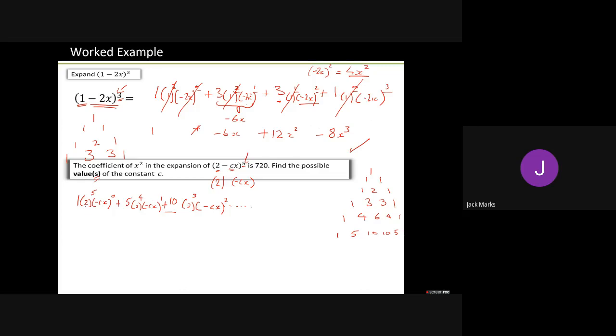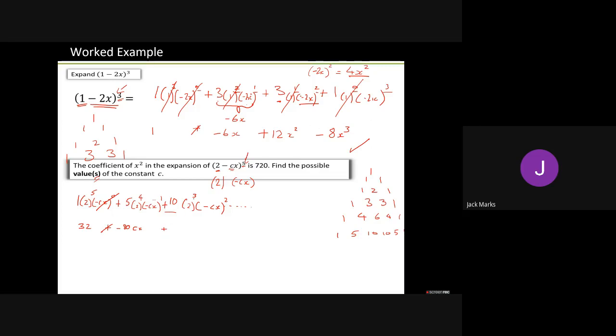So let's clean this up a little bit. 2 to the power of 5 is 32. There's not going to be anything there, so that's just 32. 2 to the power of 4 is 16. 16 times 5 is 80. There's also a minus cx. So I'm going to have minus 80, I think we said, cx. Again, not particularly useful, but good practice at this point because you often have to do the first 3 terms anyway.